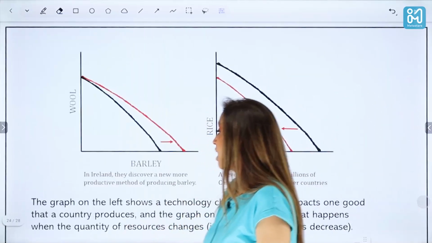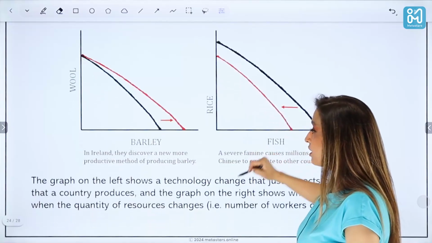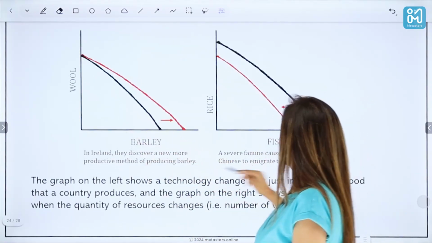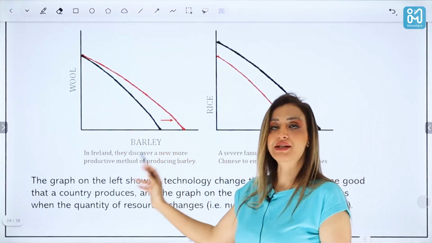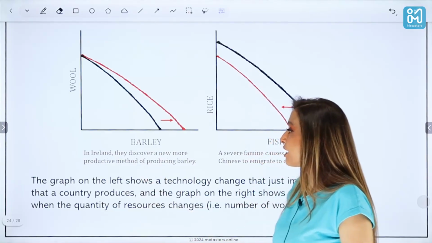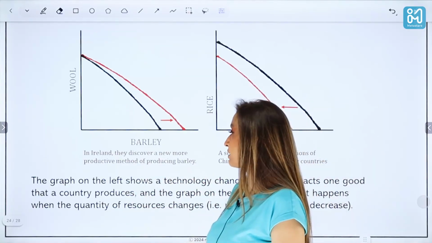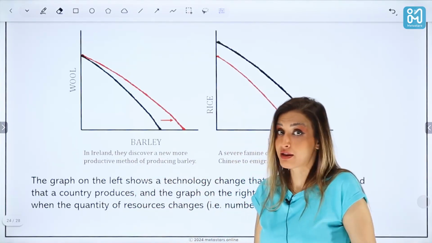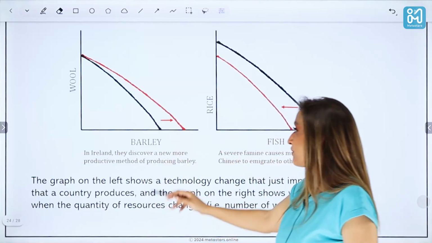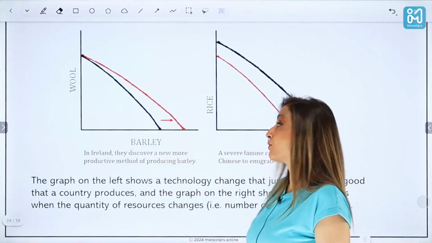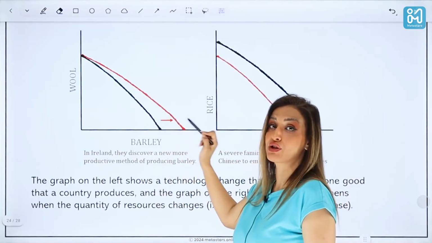Here in this example, barley, wool, fish and rice. In the first scenario here, as you can see, in Ireland they discover a new, more productive method of producing barley. They discover. So in this graph, as you can see, I have an economic growth. It moved from left to right.